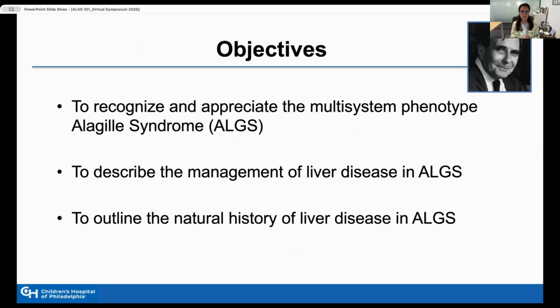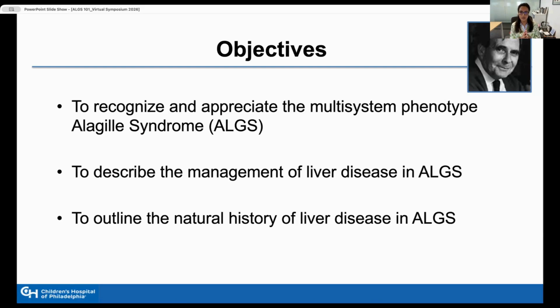My objectives for today are to try to recognize and appreciate the multisystem phenotype of Alagille syndrome. By phenotype, I mean to appreciate all the different clinical features. You'll hear that term a lot as we discuss Alagille syndrome, and that's just a fancy word for clinical features, clinical signs and symptoms.